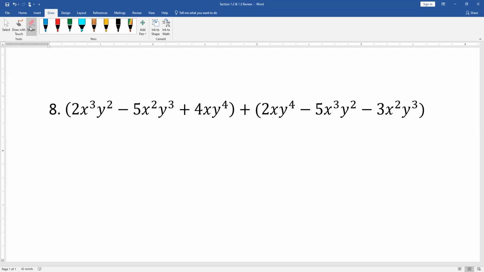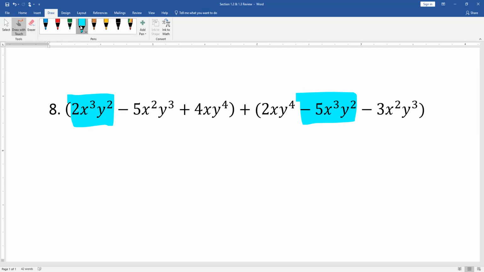Okay, so you can just kind of ignore those, eliminate those if you want to rewrite it without them. But the point here is to find your like terms. So we have 2x cubed y squared, and over here we have a -5x cubed y squared. Remember, always include the operator with the term that follows it, because you're going to be combining those. So you need to make sure you know this is 2 minus 5. So you're going to end up with a -3.